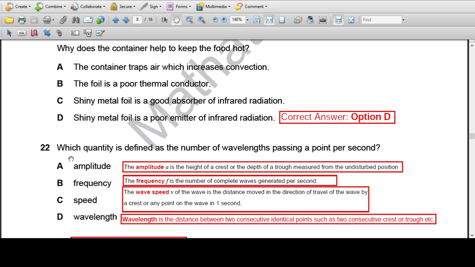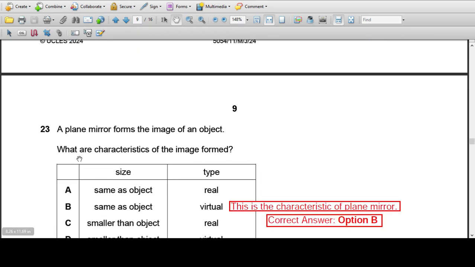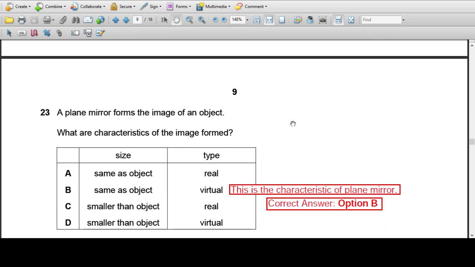Question number 22. Which quantity is defined as the number of wavelengths passing a point per second? The number of wavelengths passing a point per second is called its frequency. Any number of wavelengths passing per second from any particular point is called its frequency. So frequency is the correct option, option B.